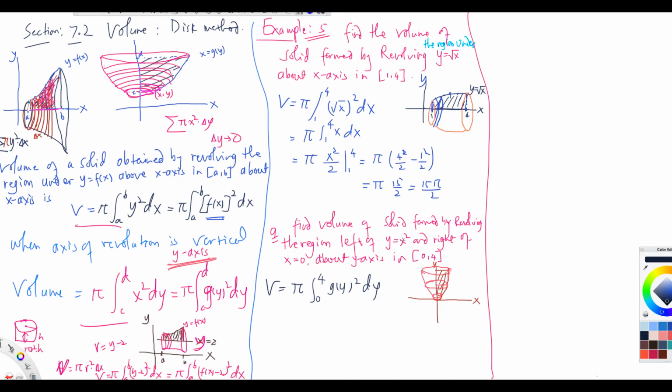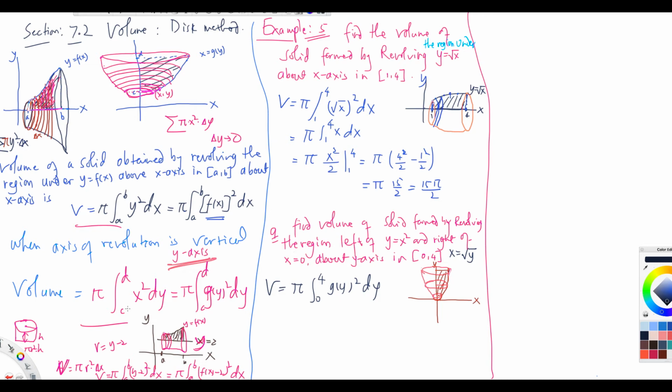So how do I find that? You need to solve for x. If you are revolving about the y-axis, you need to solve for x. So you get x equals root y. Since the original function I'm taking is on the right side, I'm taking the positive root y, because you will get plus or minus root y. I'm just taking the positive side. You can take the negative side, no problem, because you will get the same solid if you revolve this part or that part. So this is g of y, the function of y.